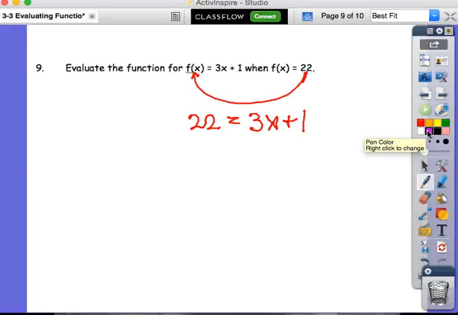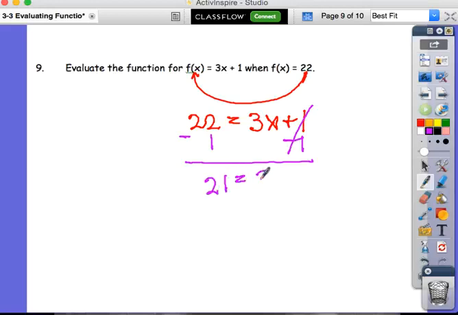So what do we do first? Minus 1. So 21 equals 3x. Then divide by 3. You get 7. Good.